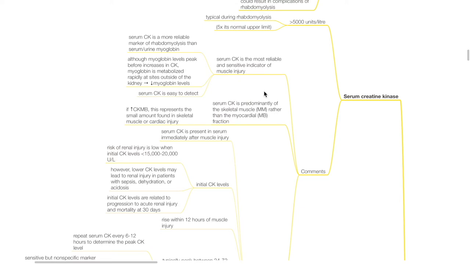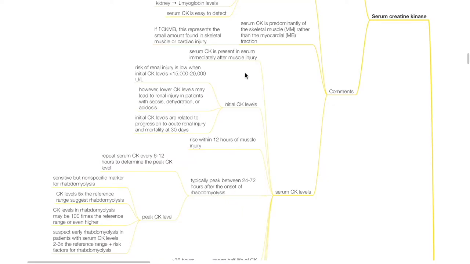Serum CK is predominantly the skeletal muscle MM rather than the myocardial MB fraction. If increased CKMB occurs, this represents the small amount found in skeletal muscle or may be due to cardiac injury. Serum CK is present in the serum immediately after muscle injury. Risk of renal injury is low when the initial CK level is less than 15,000 to 20,000 units per liter. However, lower CK levels may lead to renal injury in patients with sepsis, dehydration, or acidosis.